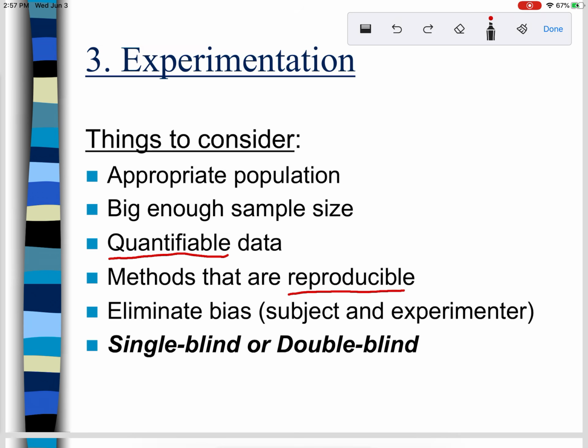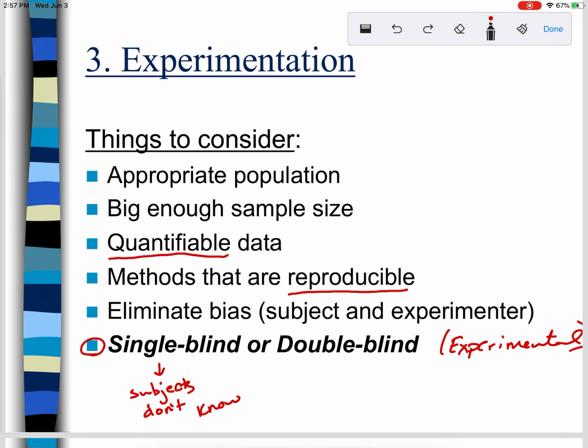As we said with the scientific study, the methods must be reproducible. So you got to be specific and lay it out step by step. You want to eliminate bias. And then make sure you review what single blind versus double blind means. Single blind means, and this would only be true in experimental studies, not observational, for the most part. In a single blind, the subjects don't know if they're in the control group or the experimental group.